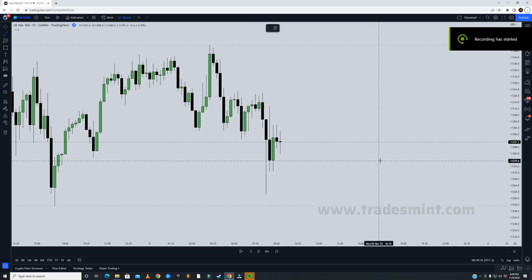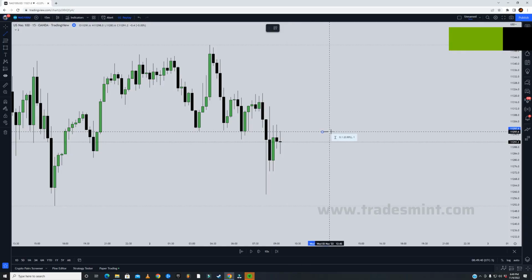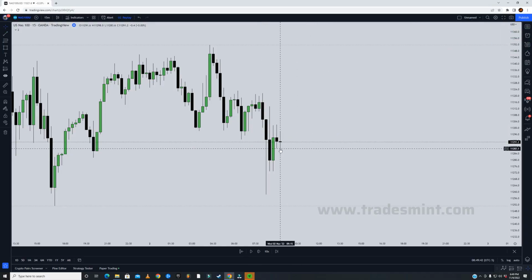So here's example number 3. Now this is a very informative example. It's going to help you a lot. So as you can see, I'm looking at the price section after 9:15 a.m.